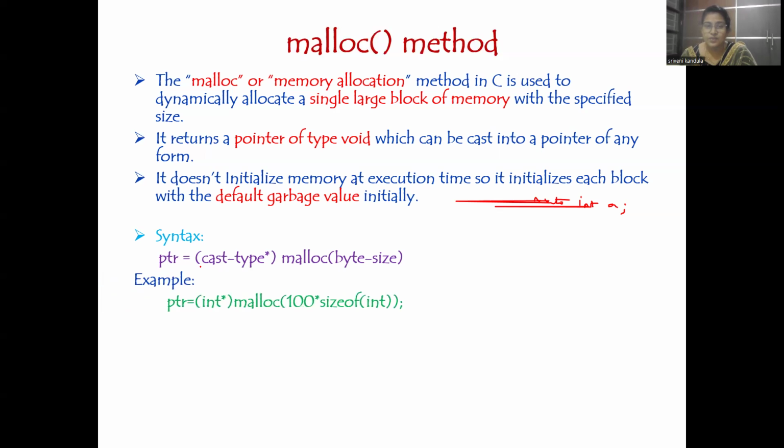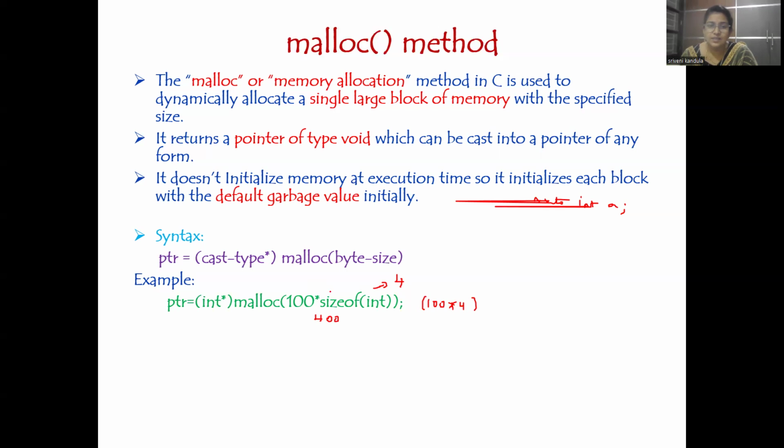Let's see an example. If I want to allocate memory space for 100 integer variables, the syntax is malloc of 100 into sizeof integer. Here, in place of int, if you know the size taken for an integer in your compiler, you can give that size. My compiler takes 4 bytes, so I can also specify 100 into 4, or else I can simply give 400 directly. All these are valid formats.